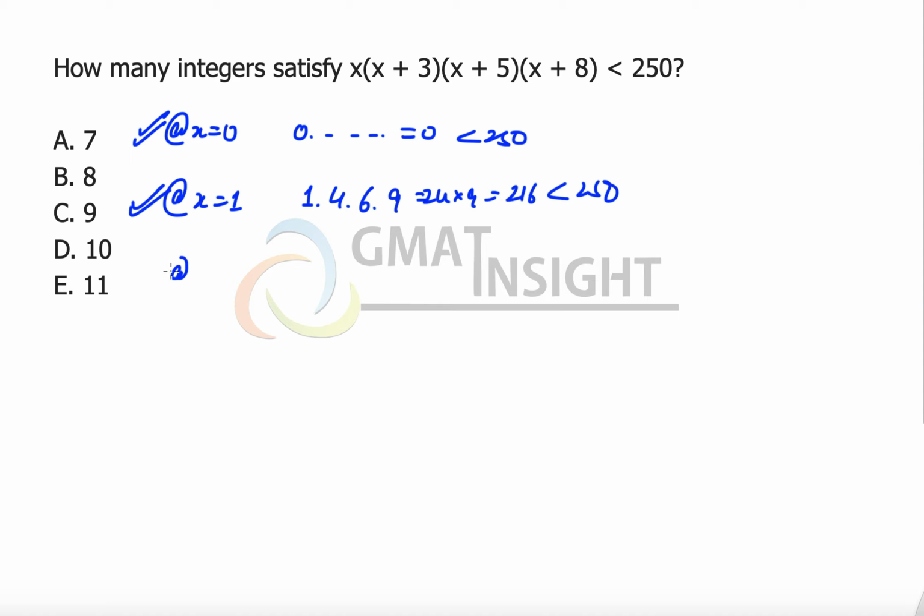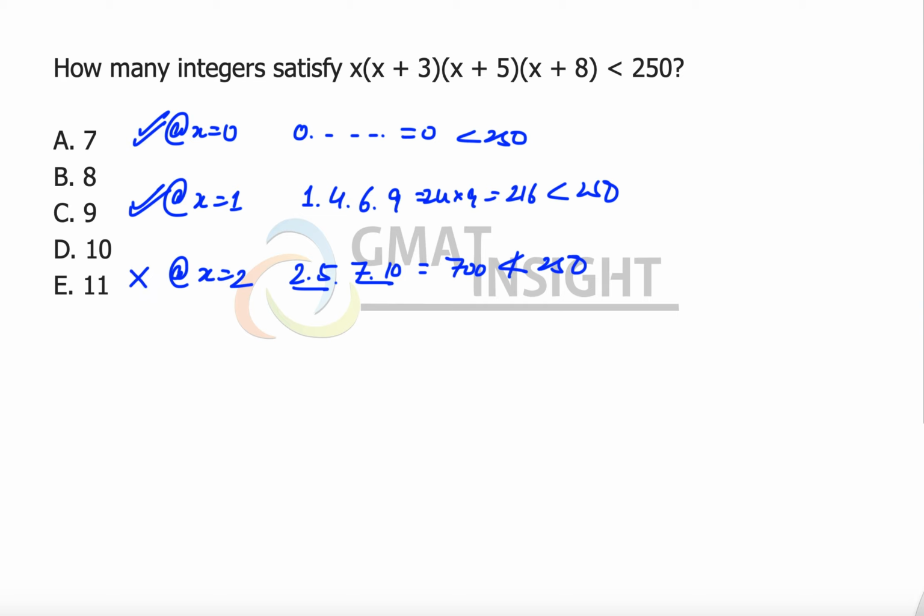But as soon as we increase the value of x from 1, there is going to be a substantial change because every value is going to increase. So now the result that we have is 2 times 5 times 7 times 10, so that becomes 70 multiplied by 10, 700, and it's not less than 250, so it's not acceptable.